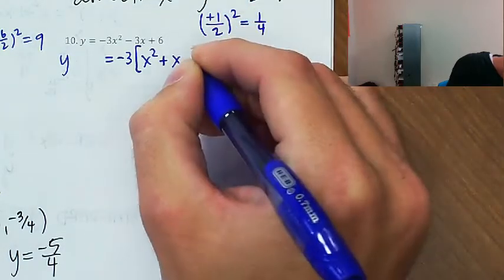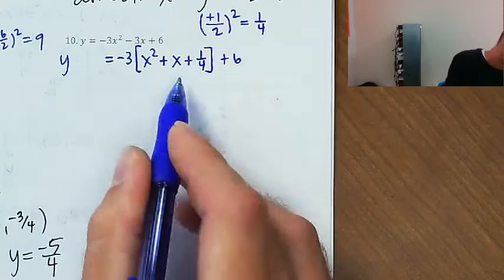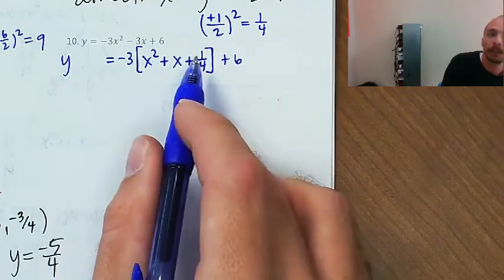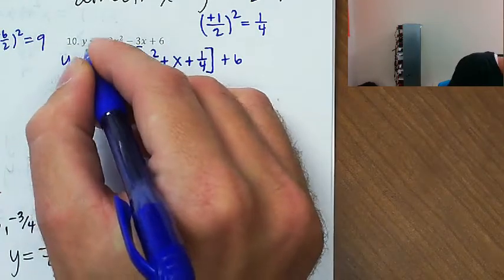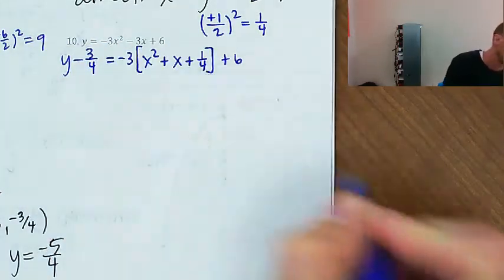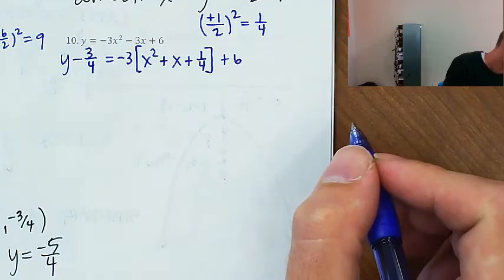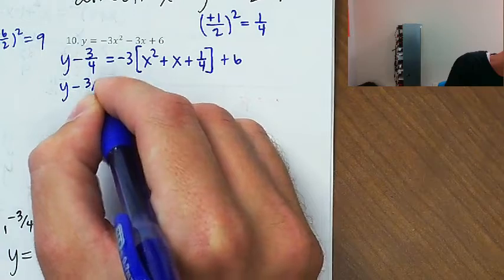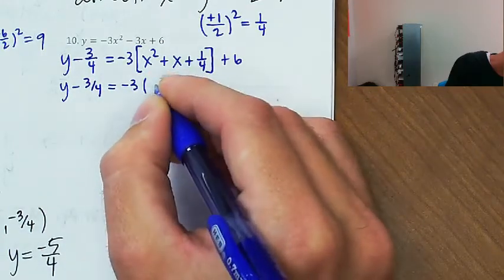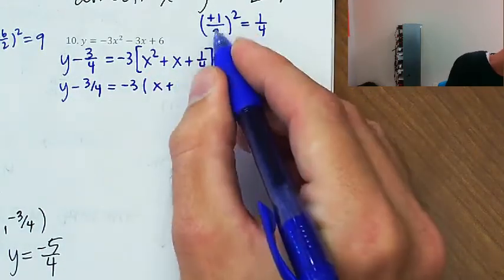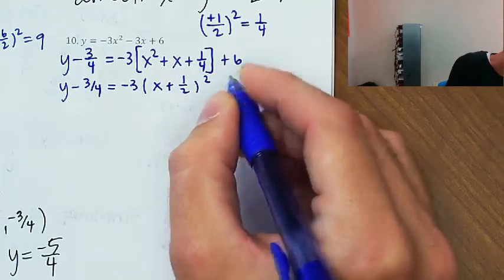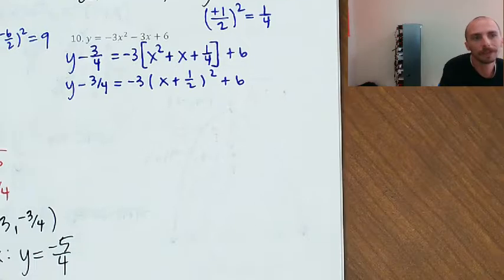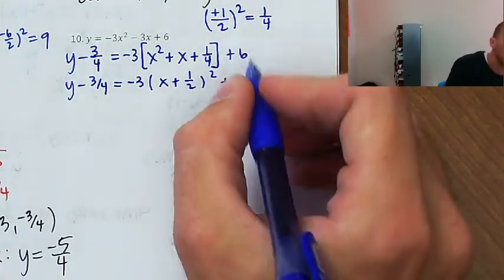And that's 1/4. So I'm going to add 1/4 right here. Now on the other side, I'm not going to just add 1/4 because that would not be fair to both sides. If I think about what I've added here, I've added -3 times 1/4. So I need to subtract 3/4 because I subtracted 3/4 over here. Ready to factor. Okay, it'll be x plus 1/2 squared plus 6. Okay, so I'm going to add 3/4. Okay, 6 is 24/4, so I'd have 27/4.